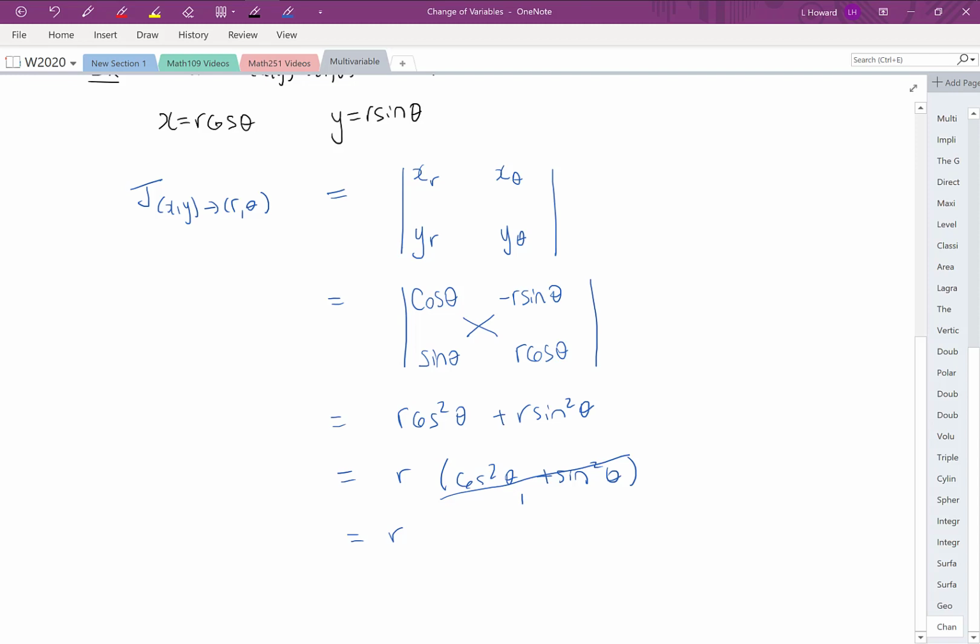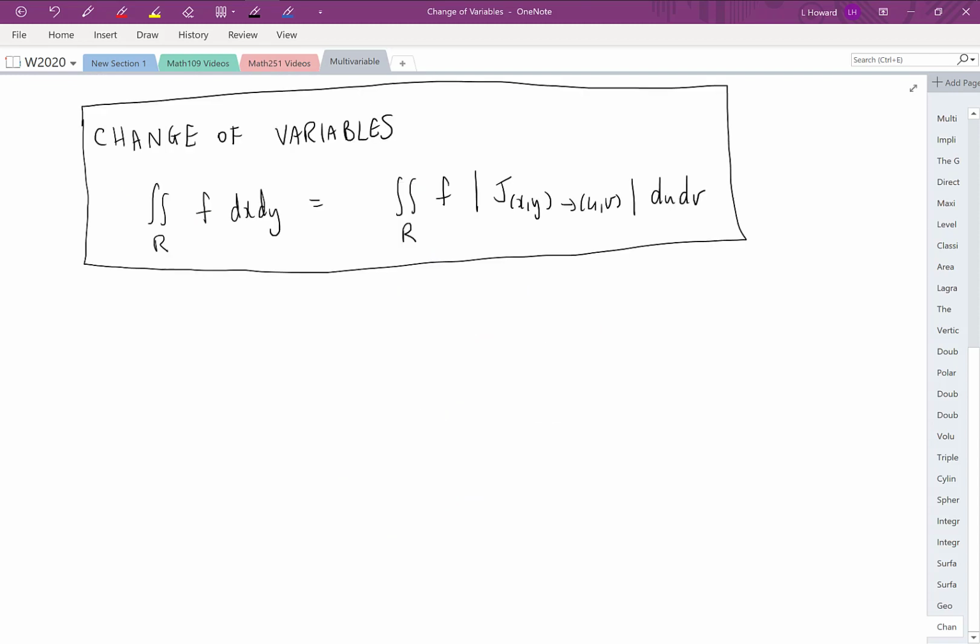So let's make that specific by writing down a fact. Here's our formula for change of variables. So if we want to integrate a certain function with respect to x and y over a region R, sometimes we'll find it easier to change variables. So if we want to do that, changing over to variables u and v, we rewrite our function here in terms of u and v. Differentials become du dv, but we need this correction factor on here. This is the absolute value of the Jacobian. Otherwise known as your correction factor.